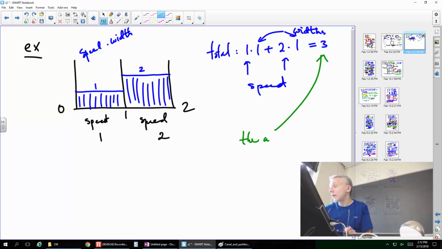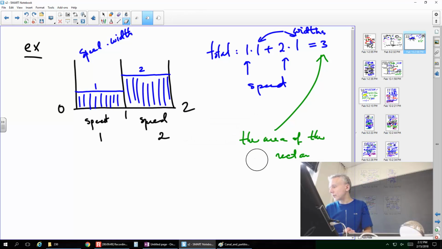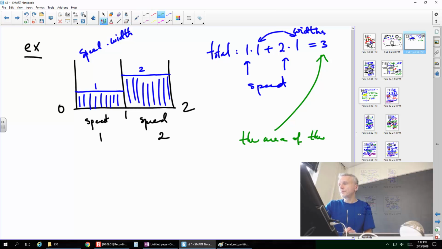The area of the rectangles. Well, two rectangles. Why 3? Two rectangles, right? So when we have three rectangles, you will have three terms in your Riemann sum, and so on.